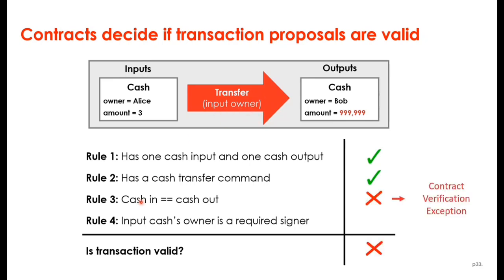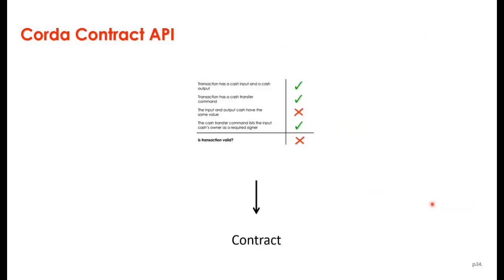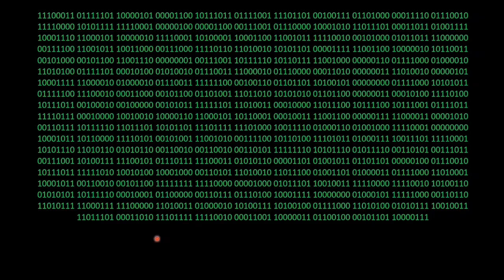Do we have cash in equals cash out, and this means equals here. Cash in 3, but cash out is this amount here, which is almost $1 million. That's a problem right there. That's what we call a contract verification exception. Obviously, this would be an invalid transaction, and the ledger would not be updated, and it would roll back to its current state. So we can see here that the requirements are implemented in the contract type. And I'm going to do a demo.